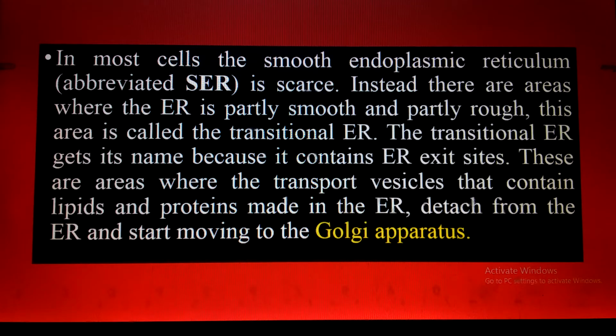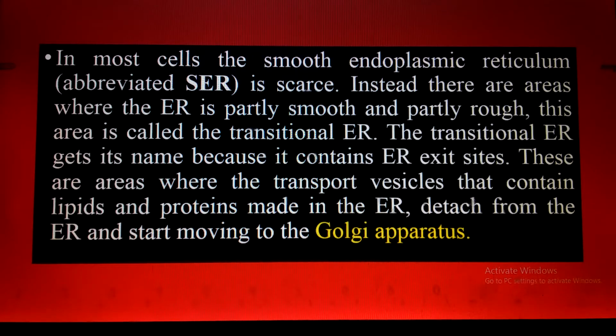The transitional endoplasmic reticulum is named so because it contains ER exit sites. Why is it called an ER exit site? The reason is that these are the areas where transport vesicles form, and I have discussed transport vesicles and their types in detail in my first lecture. These transport vesicles contain lipids and proteins which are synthesized in the endoplasmic reticulum. They detach from the ER and start moving towards the Golgi apparatus. As we know, the endoplasmic reticulum plays a very important role in the formation of the Golgi body too, and also transports important proteins in the form of enzymes and many lipids to the Golgi body for further transport in the cell.